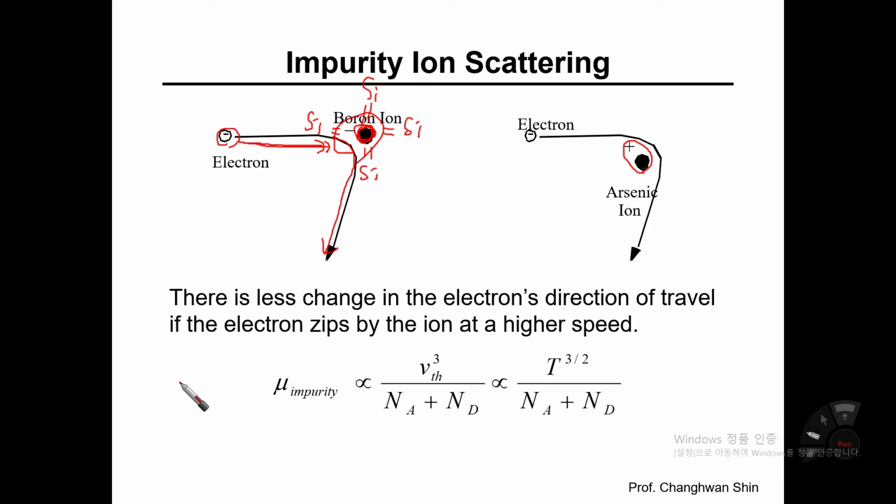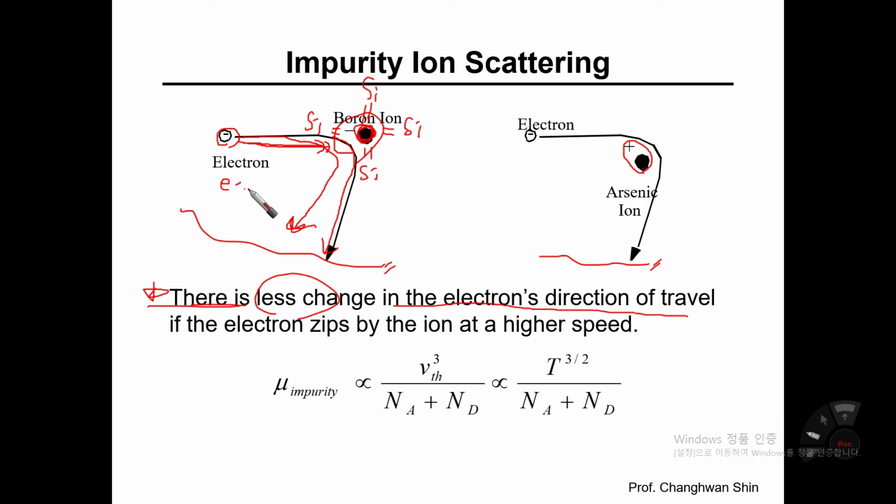And one thing that we can find out from this movement and this dynamics is as follows. There is less change, not too much variation, in the electron's direction of travel. In this figure, the electron's direction of travel is significantly changed. But here in this one, a smaller amount of variation can be found.